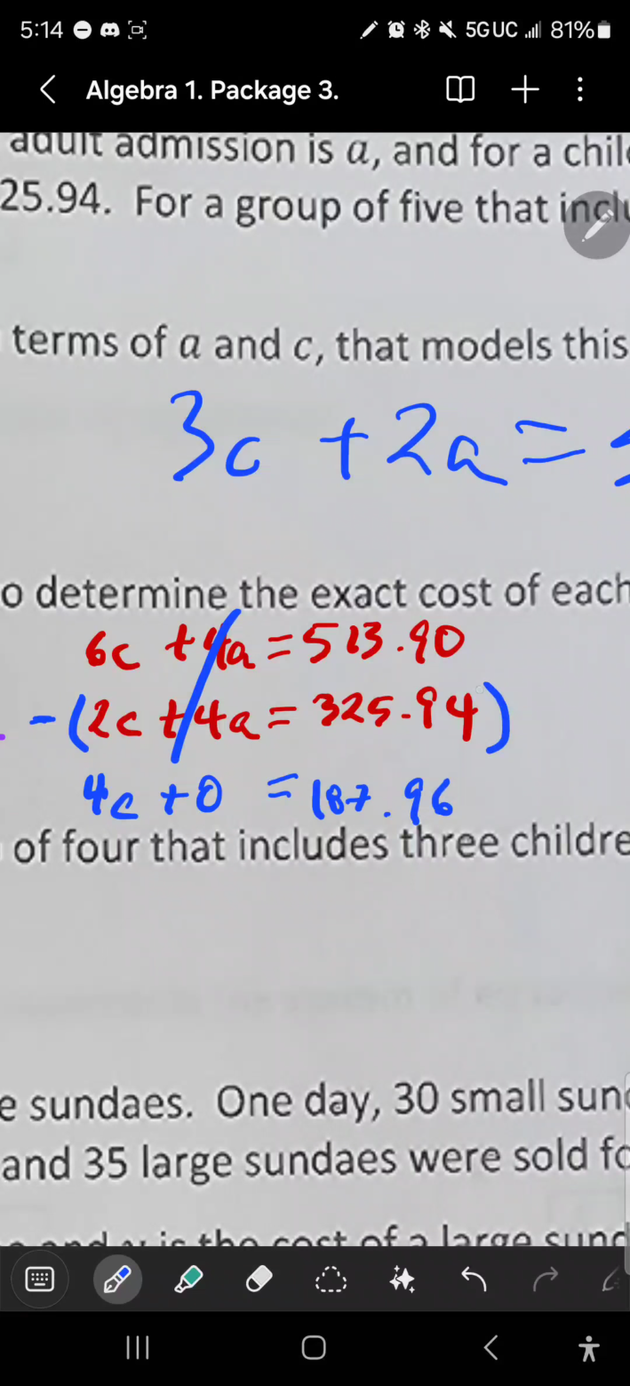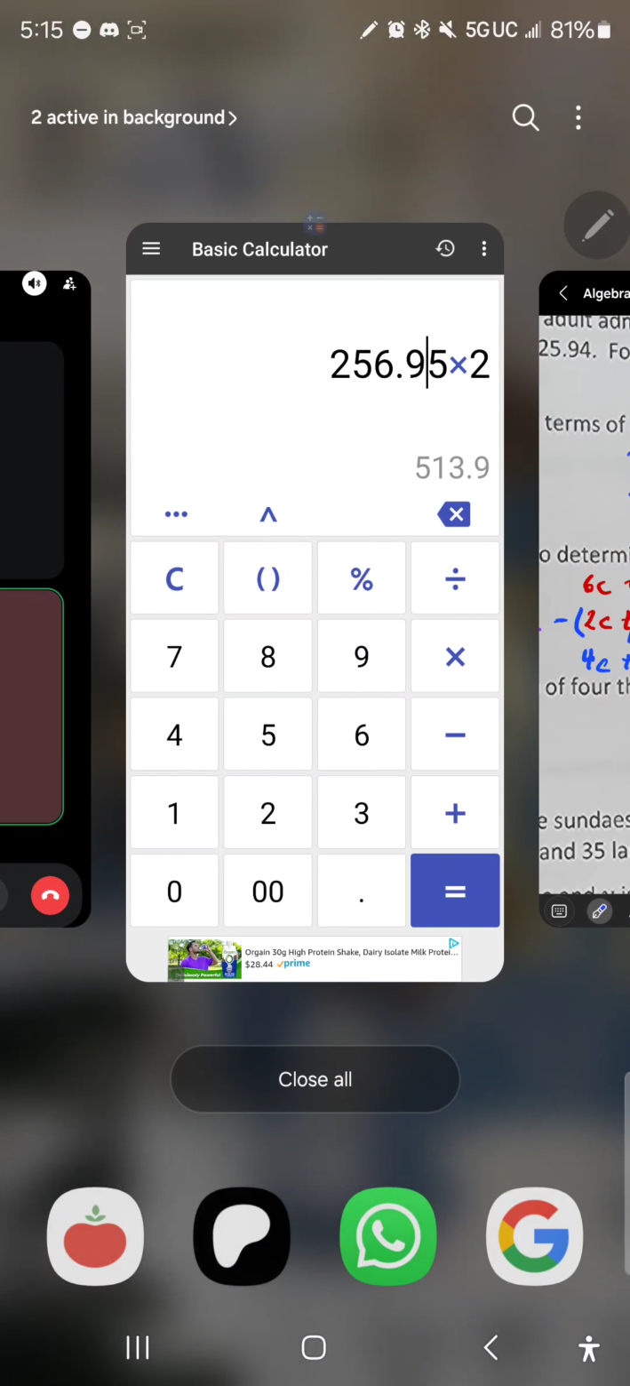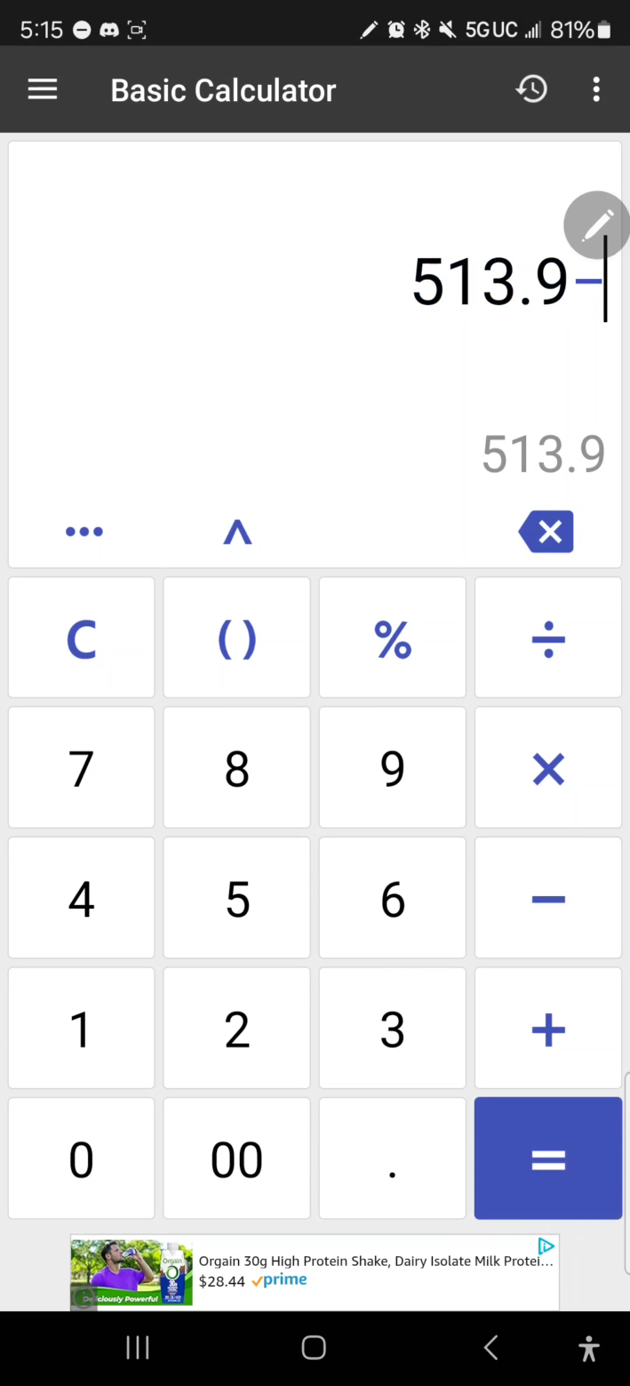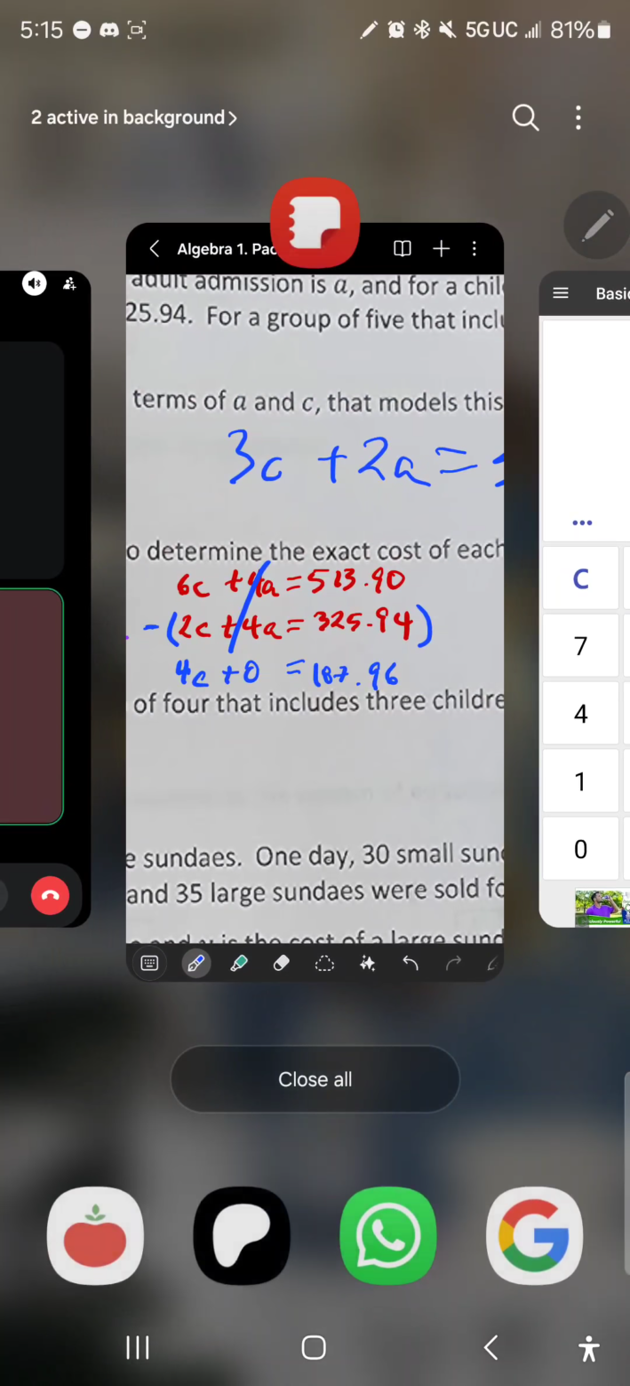If I'm not mistaken, 10 minus 4 is 6, 1 minus 9, 18... Either way, you can go to your calculator. 513.9 minus 325.94. Yep.